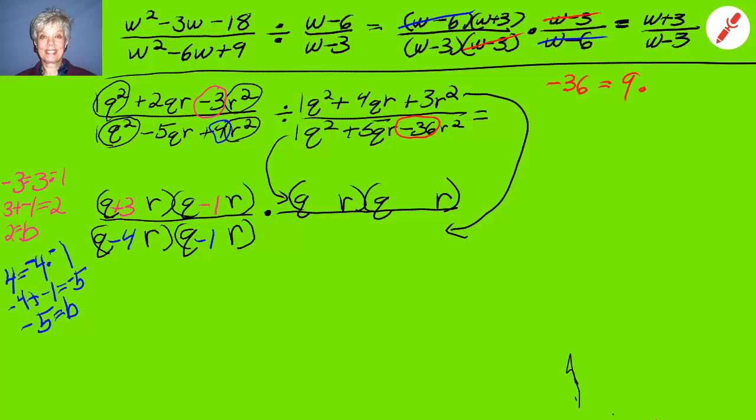All right, -36 is going to equal 9 times -4, and 9 plus -4 is +5, which is your B number. So that's how I will factor the new numerator. Q plus 9r times q minus 4r.